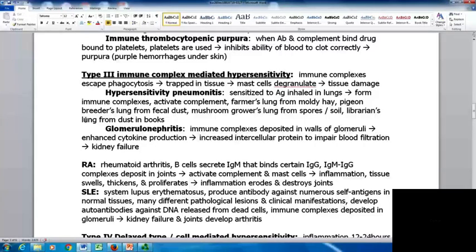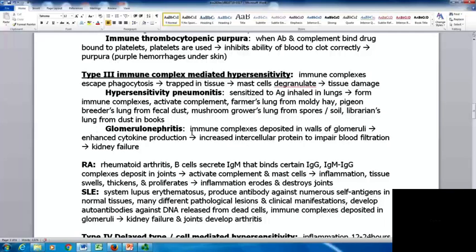Some examples include farmer's lung from moldy hay exposure, pigeon breeder's lung from fecal dust, mushroom grower's lung from the spores in the soils of the mushroom, and then librarian's lung from the dust in books.